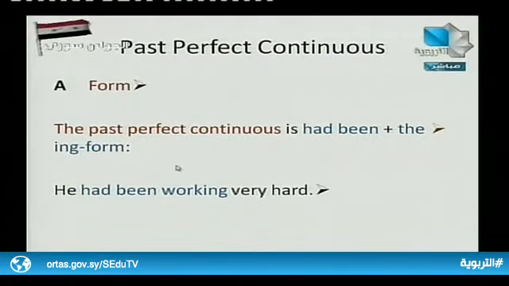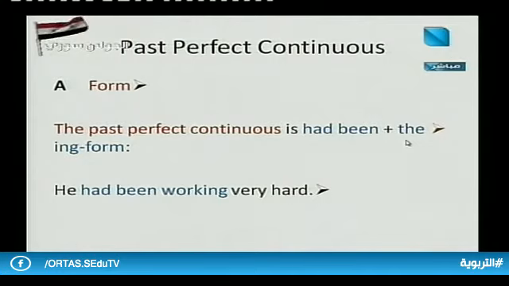Now, thank you, Mr. Mazin. Now, we can talk about the past perfect continuous. Let's start with the form. The form of the past perfect continuous: we start with the subject, of course, then we have had been. This is fixed. We always use had been plus the ing form of the main verb.